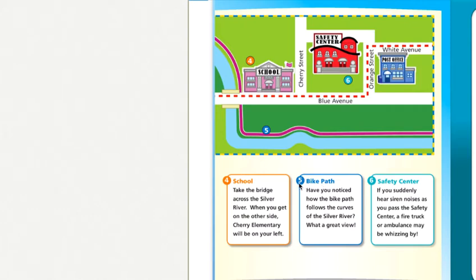Number 5 is the bike path. Have you noticed how the bike path follows the curves of the Silver River? What a great view! So here is the bike path following the curves of the Silver River. Would you like to ride your bike along a river to see views? I think you can do that in places near our community.